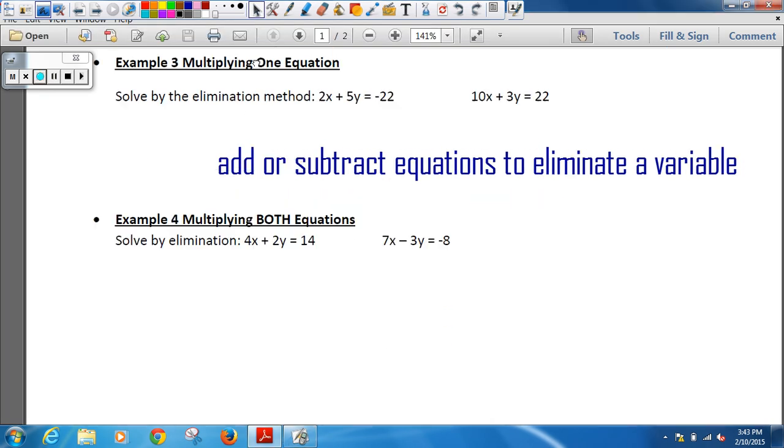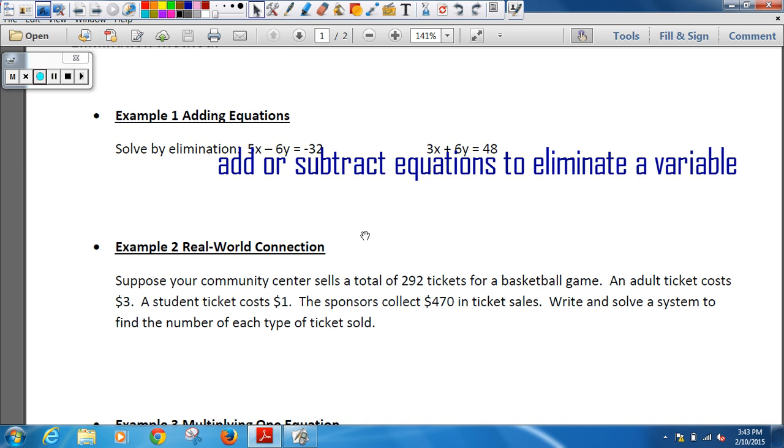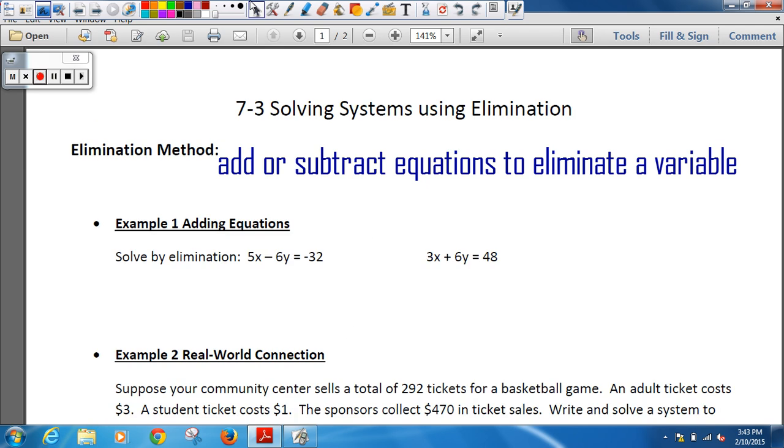Alright, so the first example that we're going to be looking at here has 5x minus 6y equals negative 32 and 3x plus 6y equals 48. The first thing you'll want to do is to rewrite them where they are stacked vertically.